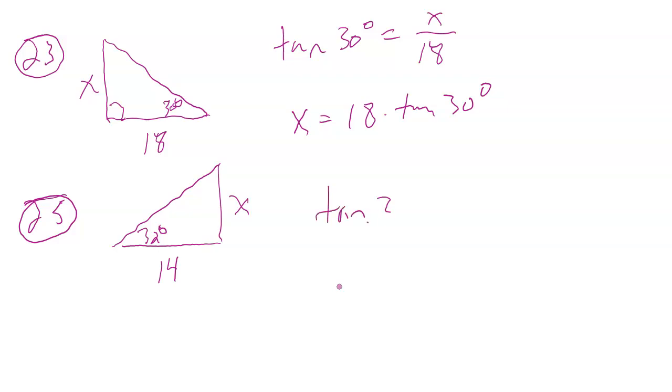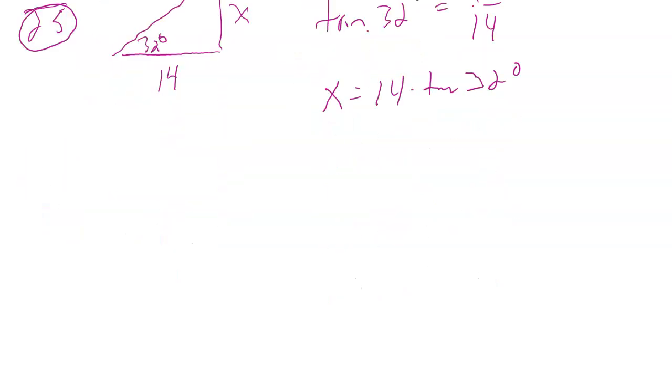Tangent of 32 degrees is equal to x over 14. So x is equal to 14 times tangent of 32 degrees. Whatever. No big deal. On to next.